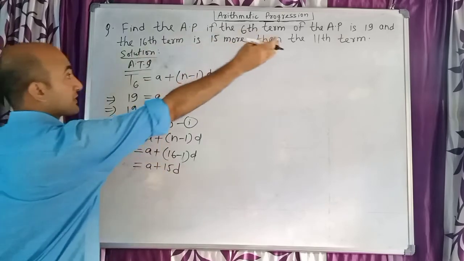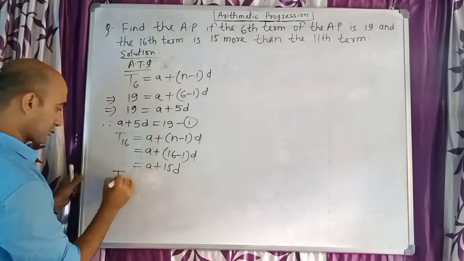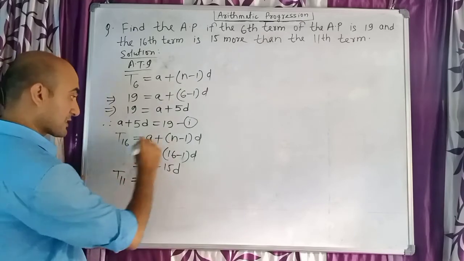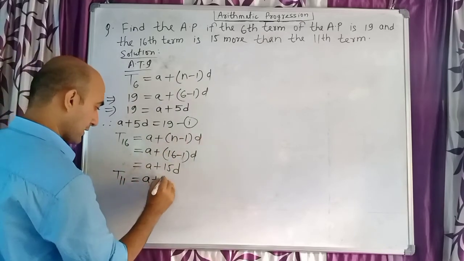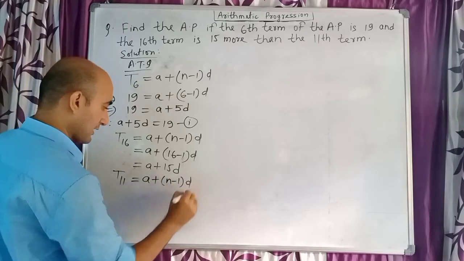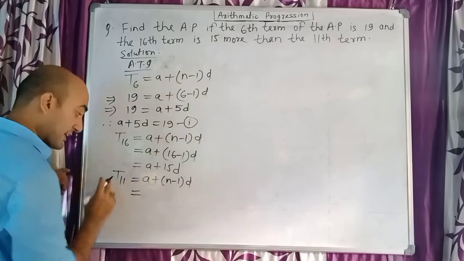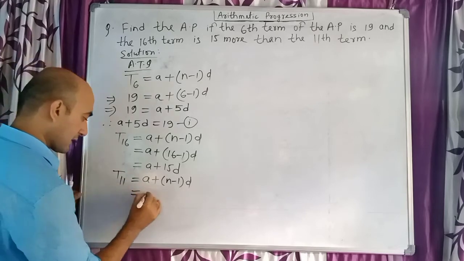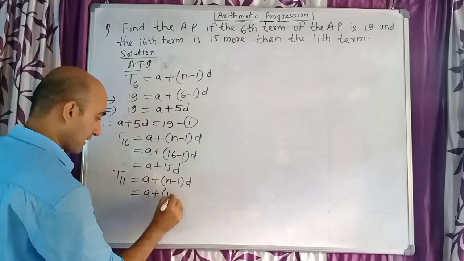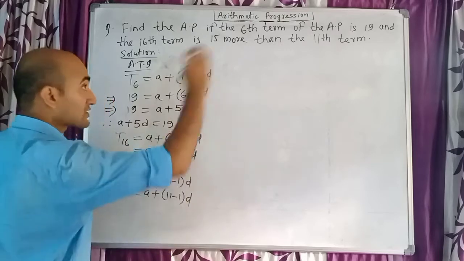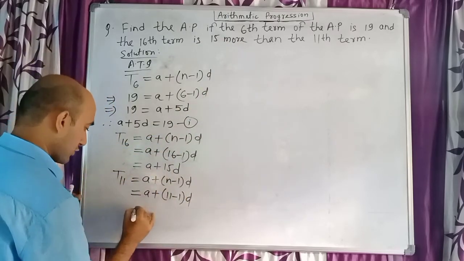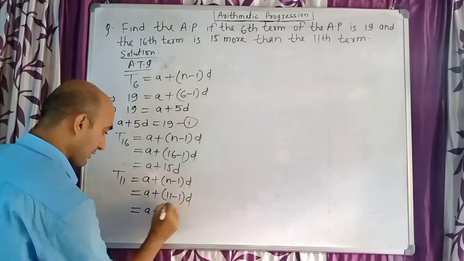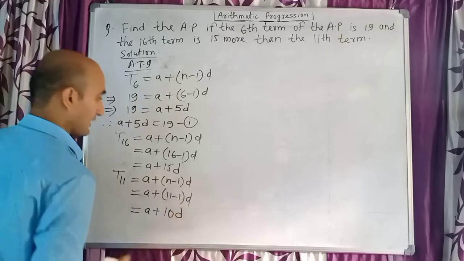Now it is compared with the 11th term. Go for the 11th term also. T11, same formula you use, a plus n minus 1 d. So as it is the 11th term and it is unknown to us, we can't write any value here, but you write equal to, and then a plus n will be 11 here. Why? Because the 11th term means n is 11. So finally a plus 11 minus 1 is 10, 10d.